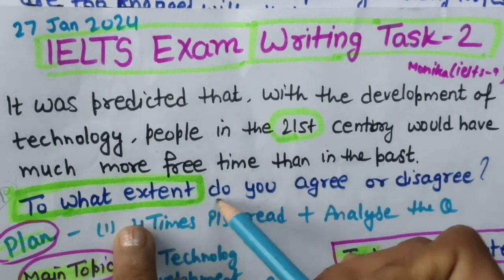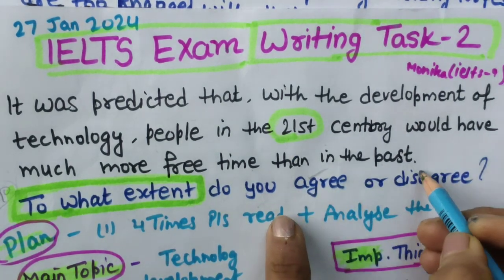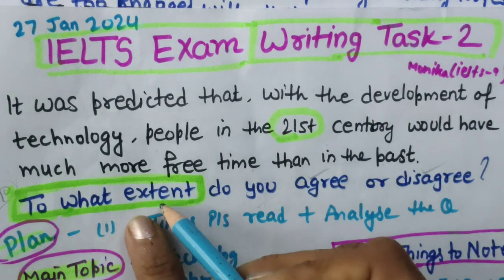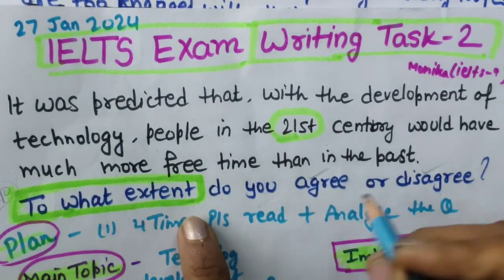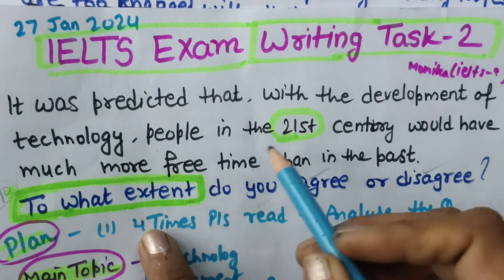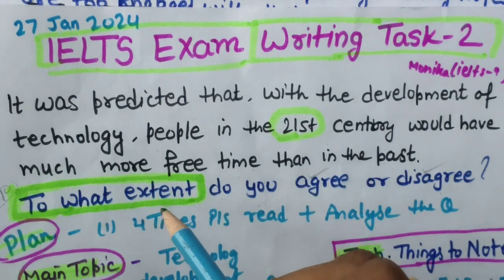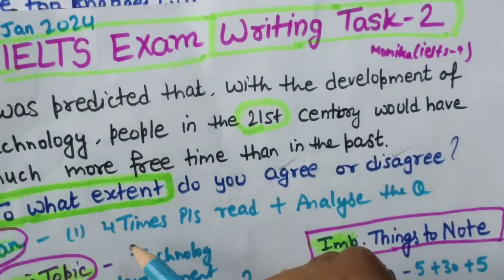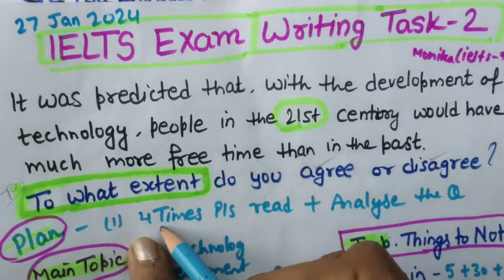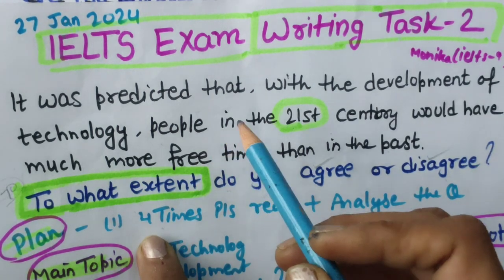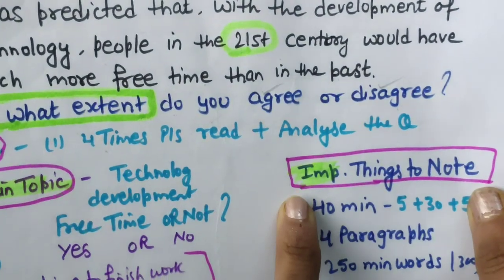So here, to what extent do you agree or disagree? First of all, you can fully agree, or fully disagree, or you can say I agree up to a certain extent, meaning 70% agree and 30% disagree. You can write anything, or you can go 50-50, partially agree also. So the first step we have done is reading. Here I have read only twice, but in the actual exam you can read the question statement 3-4 times to analyze the main topic.